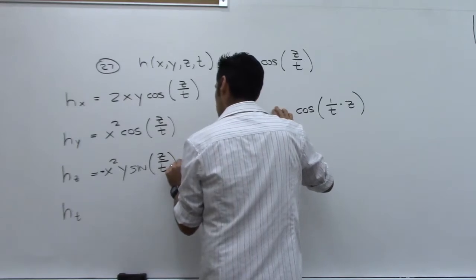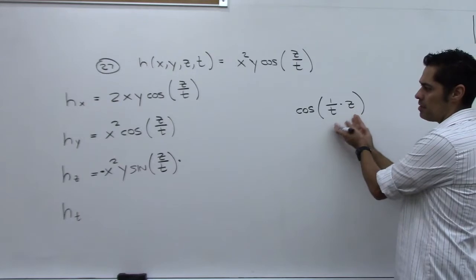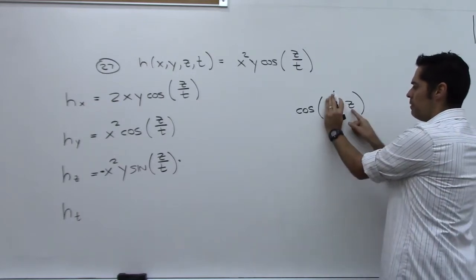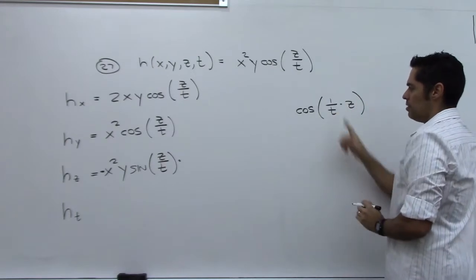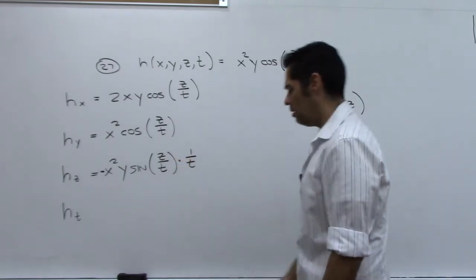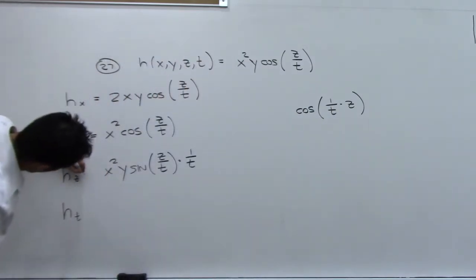But then chain rule, times the derivative of what's inside. So that's why I had broken this apart. What's the derivative of what's inside if z is the variable? Well, 1 over t is a constant. Cover it up. Derivative of z is 1. So you just get 1 over t. I don't think I'll clean that up anymore. I'll just move this, make some space for that negative.